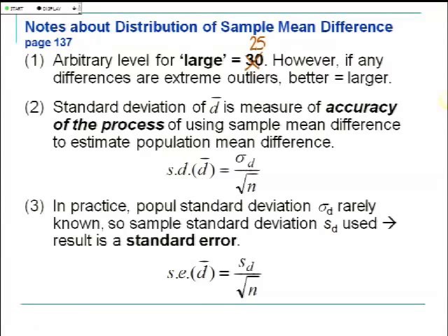Now that standard deviation, you get to calculate something like that in your homework due this week. You get to do sigma over square root of n because you're told sigma in a couple problems. That does help me understand how accurate my process is. Gives me an idea of how far away d-bar values would tend to be from the true mean difference on average. But I usually can't calculate that. Sigma d is rarely known. So again, you fix that by putting in your s.